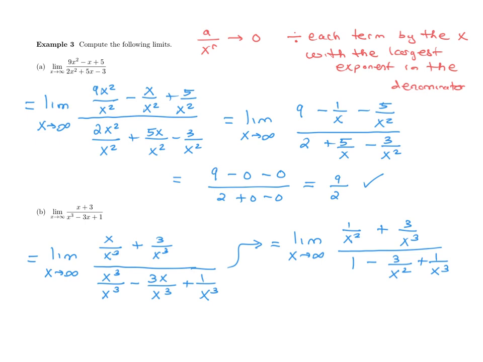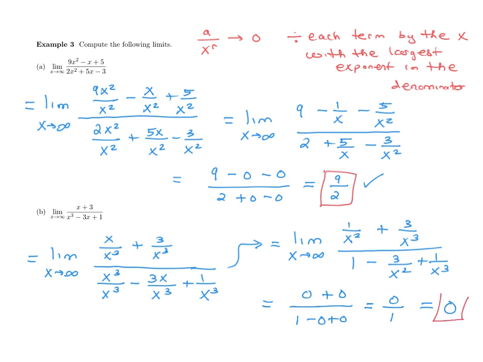And written this way, this goes to 0, this goes to 0, this goes to 0, and so does this, all by this fact. And therefore, the limit is, well, in the numerator, we have 0 plus 0 over 1 minus 0 plus 0, which is 0 over 1, which is actually just 0.